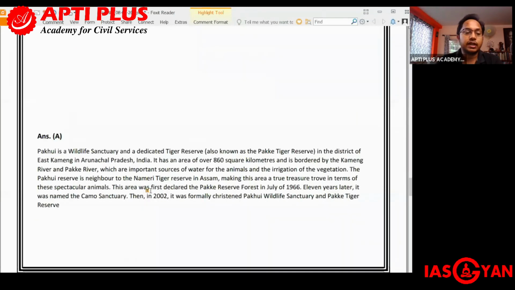So out of this, we get to see the right answer is A, that is, it's in Arunachal Pradesh. Pakhui Wildlife Sanctuary is also called the Pakke Tiger Reserve. Okay? So Pakhui, it is a wildlife sanctuary and a dedicated tiger reserve, which is also called the Pakke Tiger Reserve, in the district of East Kameng in Arunachal Pradesh, India.